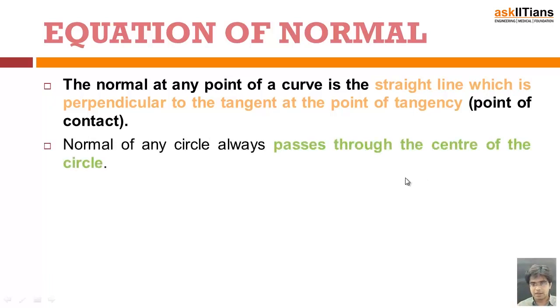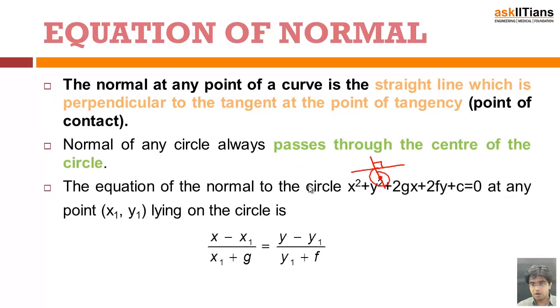We can clearly see that if you have a tangent to a circle like this, and you draw a normal, because normal is perpendicular to tangent and radius is also perpendicular to tangent, the normal will pass through the center. Now the equation of normal to this circle at any point (x1, y1) lying on the circle, remember guys, this is the point of contact, is given by (x minus x1) by (x1 plus g) equals (y minus y1) by (y1 plus f).